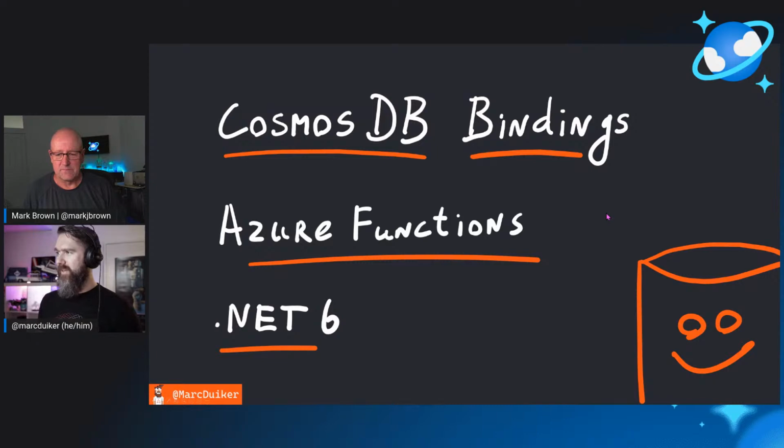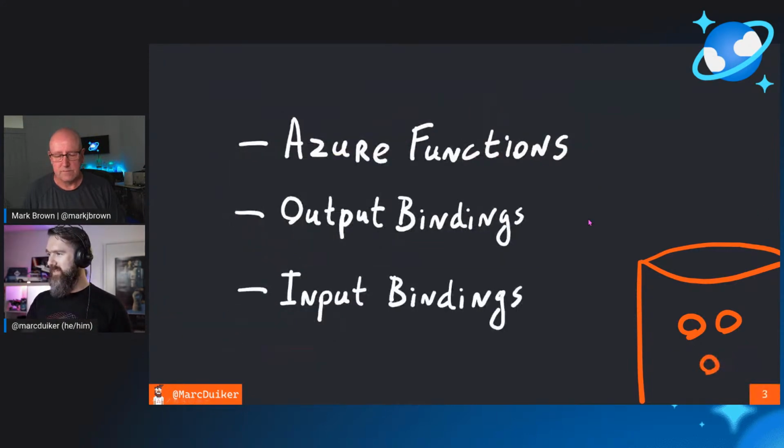I'm going to talk about the Cosmos DB bindings for Azure Functions written in .NET 6, and we're talking about the in-process Azure Functions, to be specific. First I'm going to explain a little bit about Azure Functions and serverless architectures in general, and then we'll dive straight into a couple of examples of output bindings. I have 3 different variations for you, and then we close off with 2 different variations of input bindings.